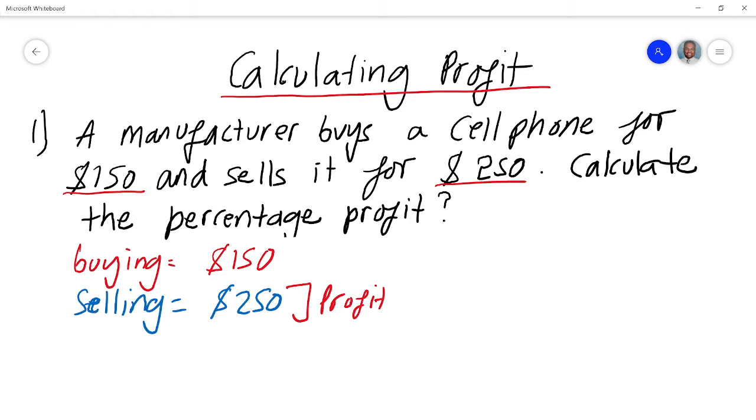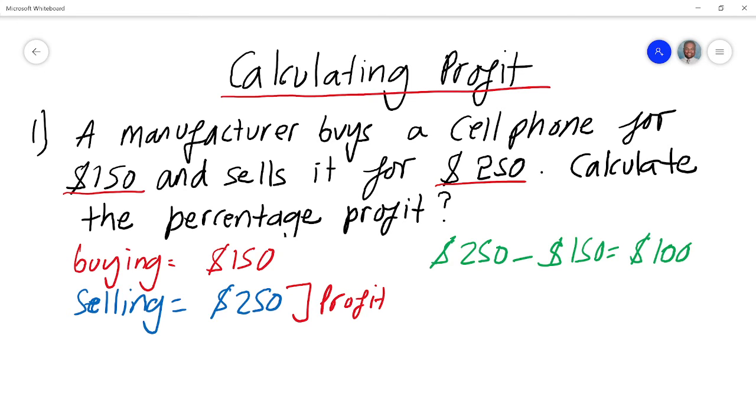It even says in the question, calculate the percentage profit, because it assumes you know that you've been selling at a greater price than the buying price. So the first thing you need to do is find the difference, just like how you get percentage change. You go 250 minus 150, and you're going to get $100. That's the difference between the selling price and your buying price. So you've made $100 profit.